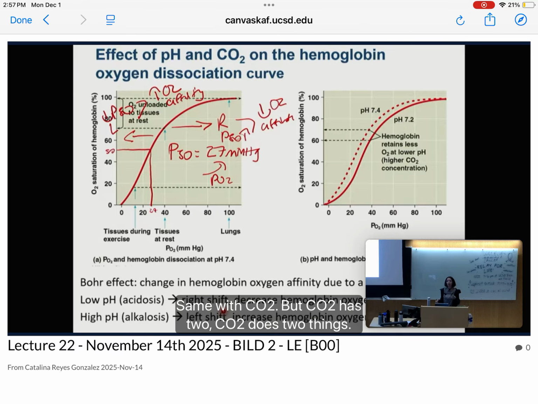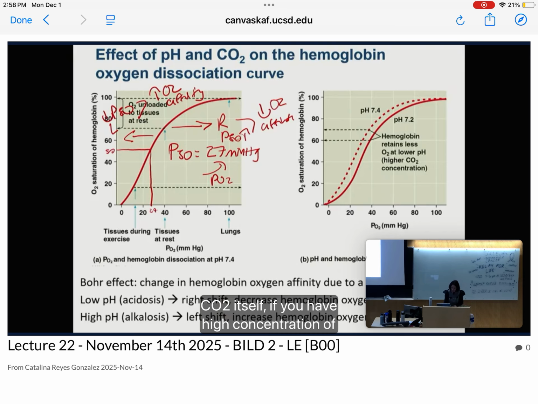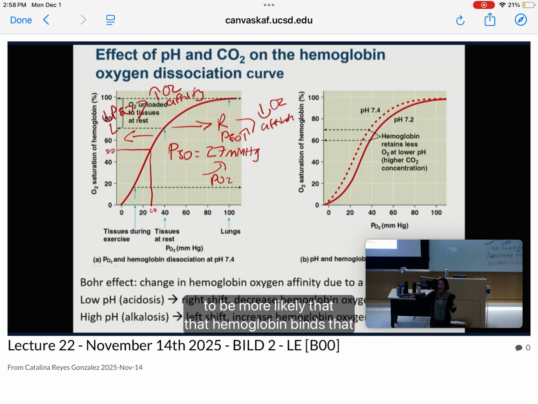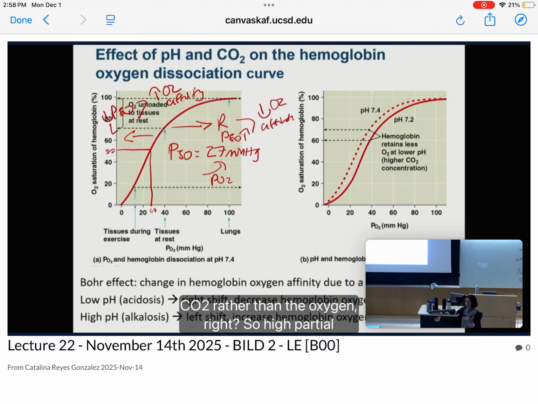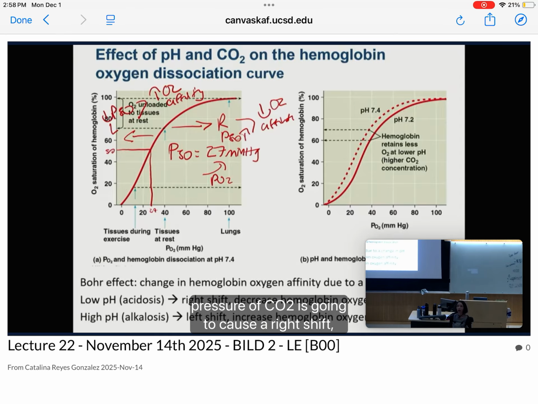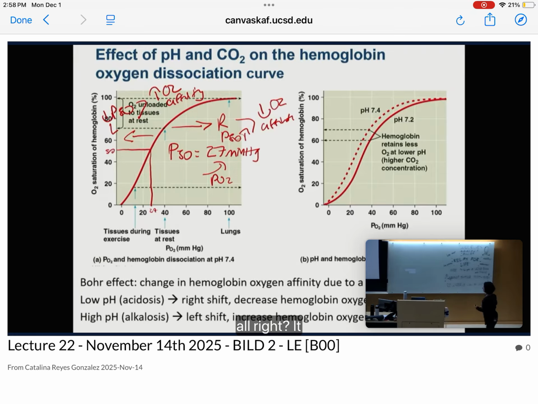Okay. Same with CO2. But CO2 does two things. CO2 itself, if you have a high concentration of CO2 or high partial pressure of CO2, that CO2 competes for the same binding site as oxygen. So if I have too much CO2, law of equilibrium, it's going to be more likely that that hemoglobin binds that CO2 rather than the oxygen, right? So high partial pressure of CO2 is going to cause a right shift, all right?